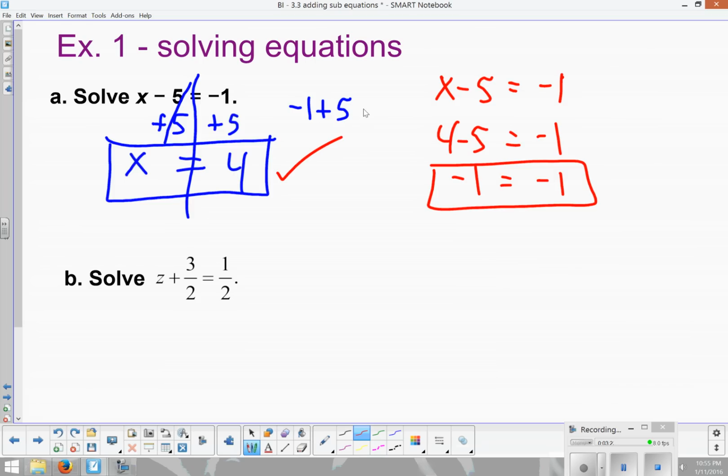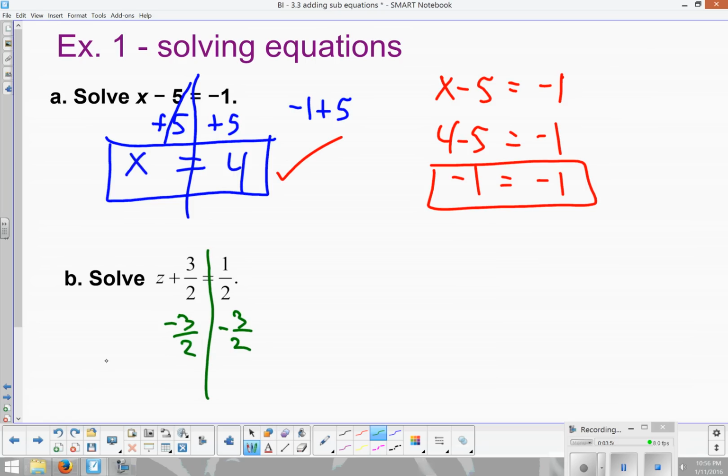Check. All right, let's go ahead and do letter B. In letter B, now we have z. How do I get z by itself? Again, I'm going to isolate and get z by itself by doing the inverse of this fraction, 3/2. What's the inverse, opposite, of 3/2? If you said negative 3/2, you are correct. So I have negative 3/2. And whatever I do to one side, I have to do to the other side. Again, with equations, you have to make sure they're balanced.